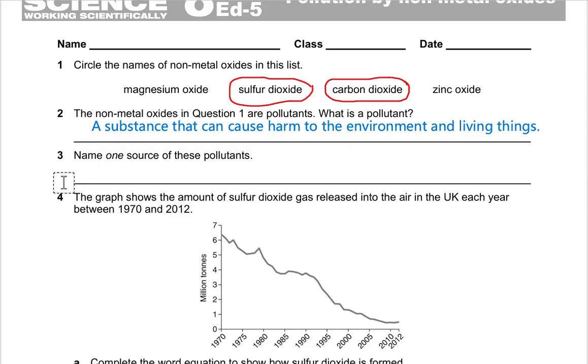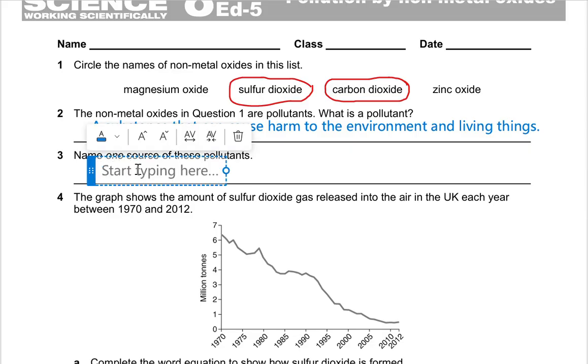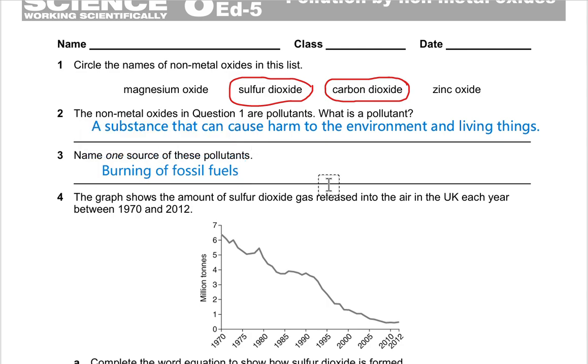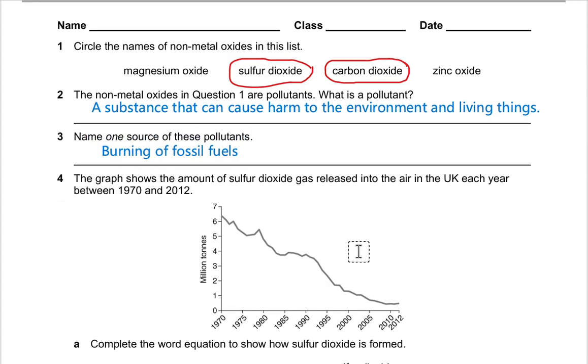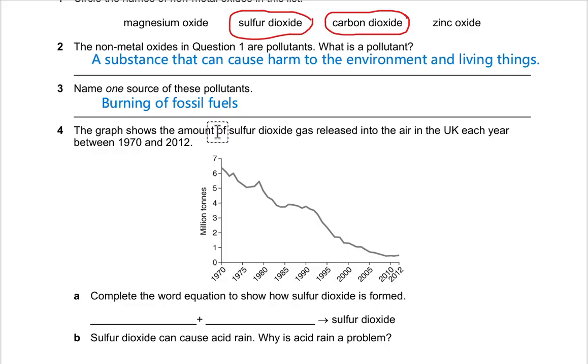For the third question, they are asking, name one source of these pollutants. So how are these pollutants forming? Burning of fossil fuels. There can be other answers, but this is one. Burning of fossil fuels. So fossil fuels includes what? Petrol, diesel, all these things from vehicles, and then from the factories, from power plants.